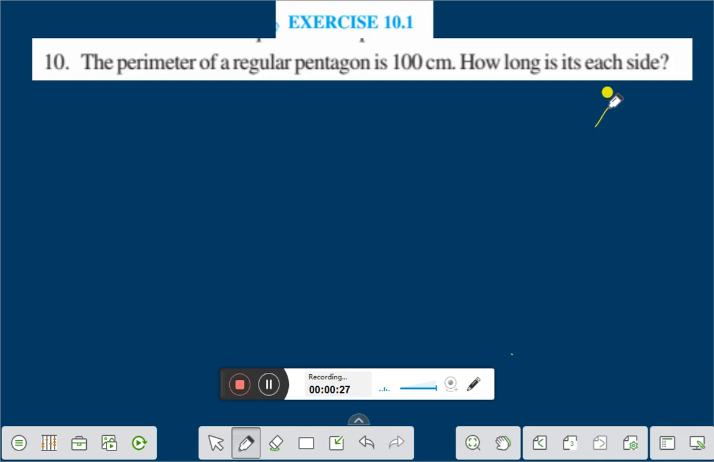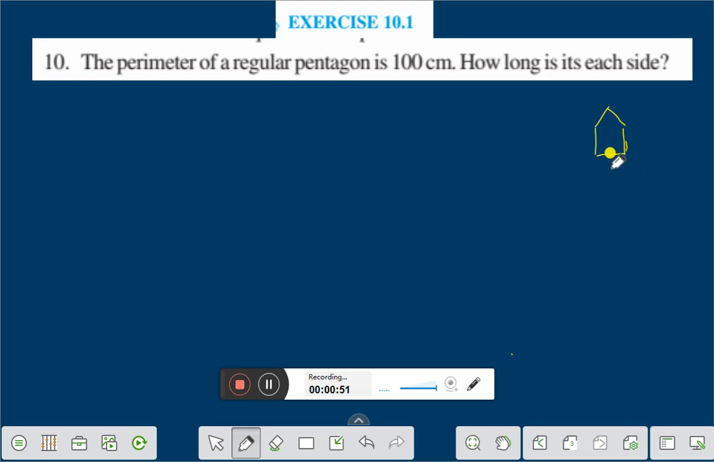So this is side 1, this is side 2, side 3, side 4, this is side 5, right? That means the pentagon has 5 sides and all the sides are equal, right? Therefore, let us solve the problem. The perimeter of a regular pentagon is 100 cm. How long is each side?